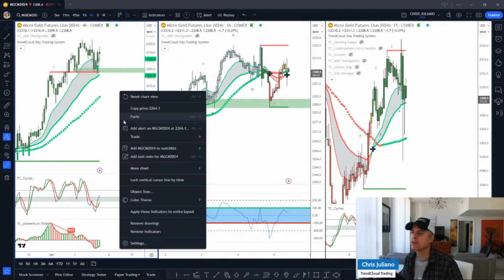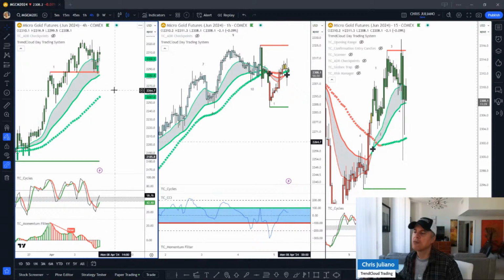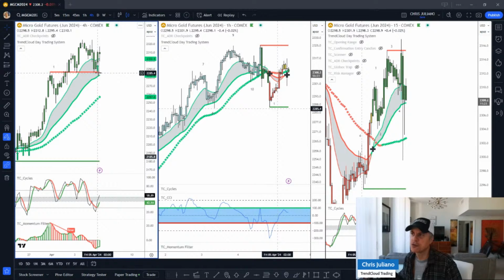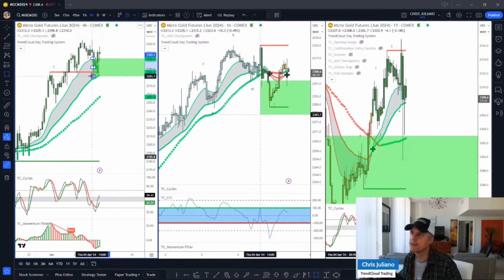And let's get rid of this. And what else do you see happening? Well, price has pulled into that 4-hour trend cloud. So let's box out that 4-hour trend cloud from the top of the trend cloud to the bottom of the trend cloud. Pulls into that 4-hour trend cloud.